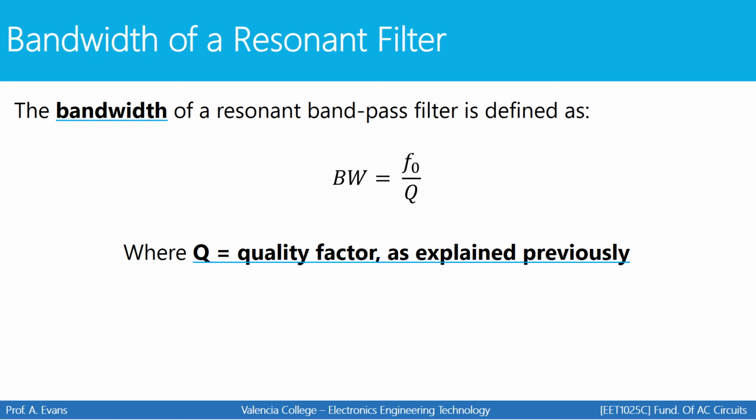The bandwidth is going to tell us how large or small the window is for the frequencies that are going to pass through the filter. The range of the frequencies will be determined by your critical frequencies and the center frequency, but the bandwidth tells you how large or small that window will be.